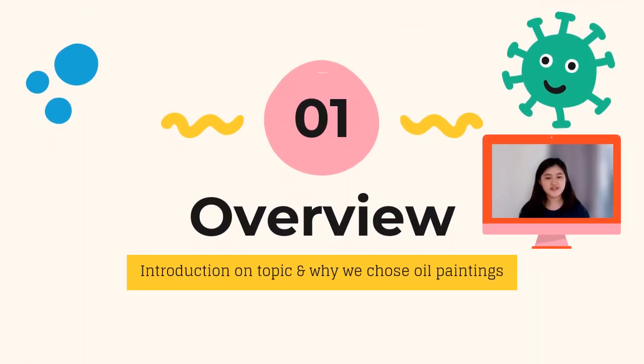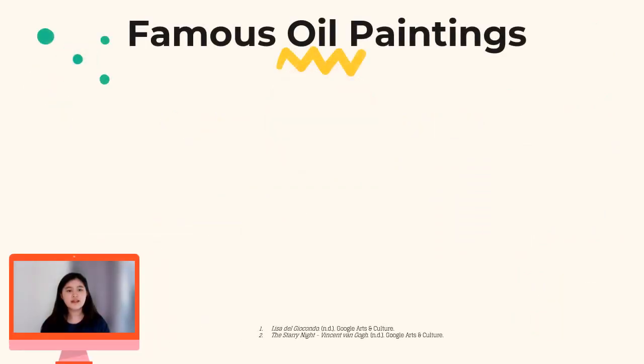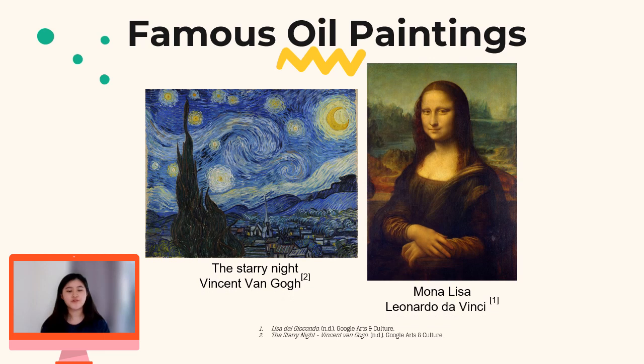So here is an introduction of the topic. Let's take a look at some of the famous oil paintings. We have two, The Starry Night by Vincent van Gogh and the second one, Mona Lisa by Leonardo da Vinci.